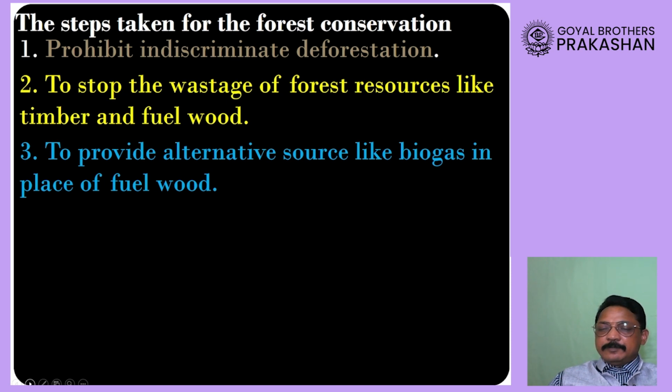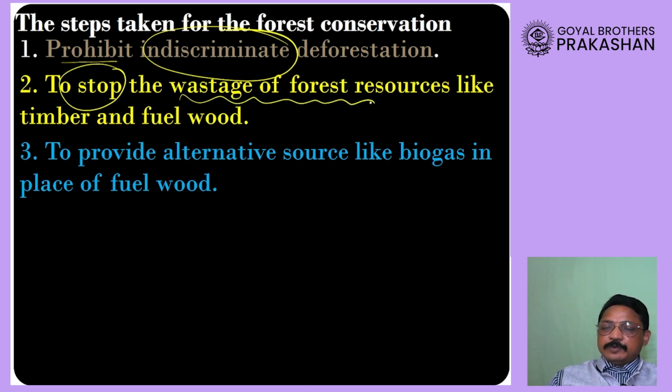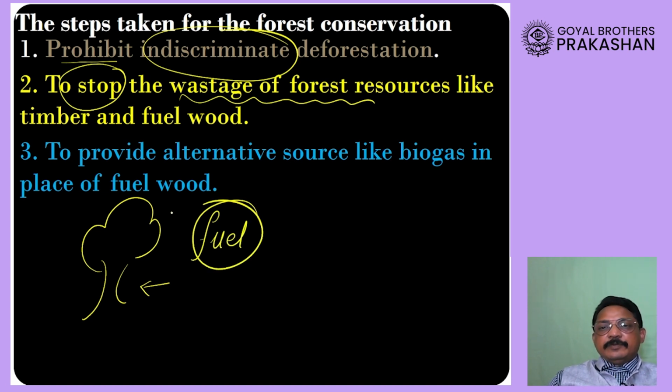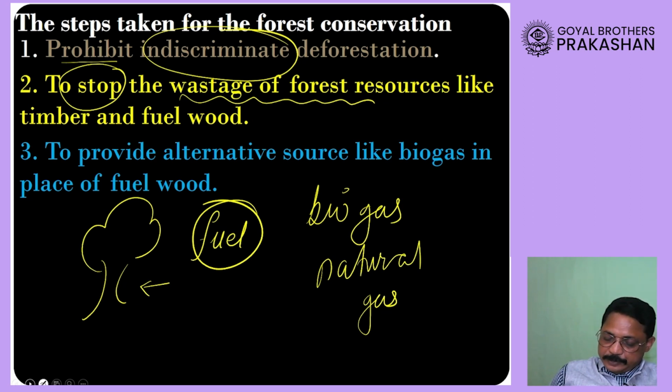Now, the steps that are taken for forest conservation: the government is now putting a ban on indiscriminate deforestation. We are also taking the step to stop wasteful use of forest. Wasteful use means unnecessarily cutting without any reason. Third, suppose this is a forest which people are going to cut so that they can obtain fuel. The government is now providing them with alternate fuel like biogas, or cooking gas, or natural gas at a cheap rate so that our forest will be conserved.